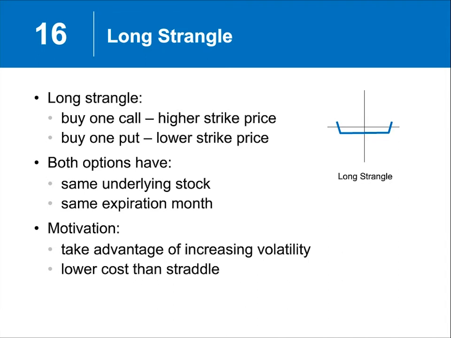And now we're going to talk about buying a call and buying a put, but this time we have different strike prices. We have a higher strike price for the call and a lower strike price for the put. Again, it's the same stock, the same expiration month. Again, we're looking for increasing volatility or a big move in the stock, and this has a lower cost than the straddle, and we'll talk about that in a couple of seconds.